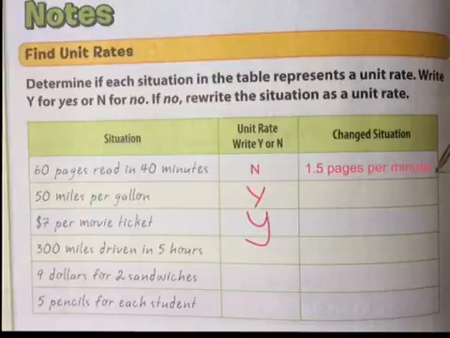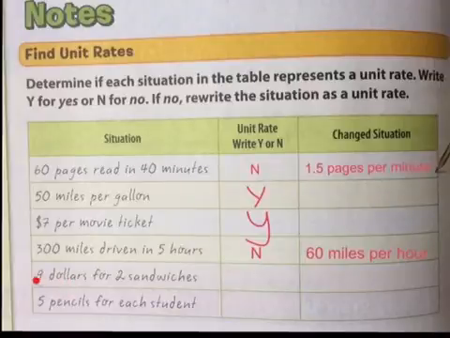Let's see here. 300 miles driven in 5 hours. We need to bring this down to 1 hour. So let's see if this divides by 5, and it does. 30 divides by 5 in 6, right? 5 times 60. So this would be 60 miles in 1 hour.